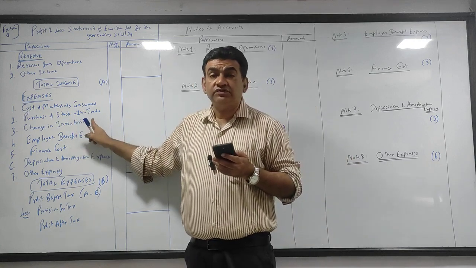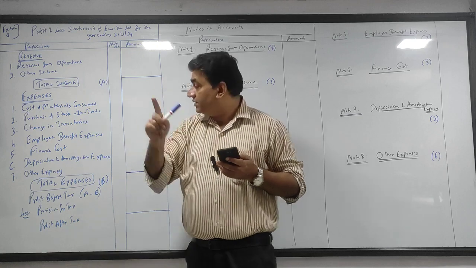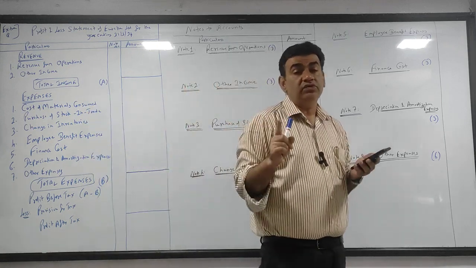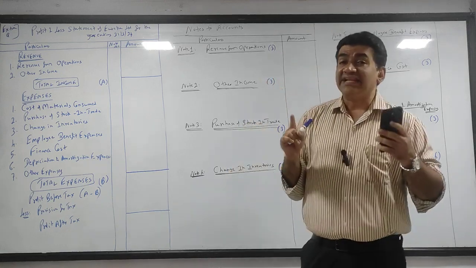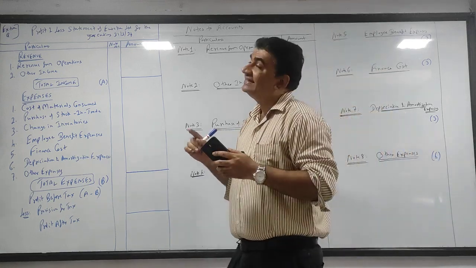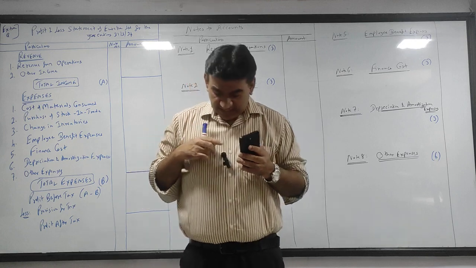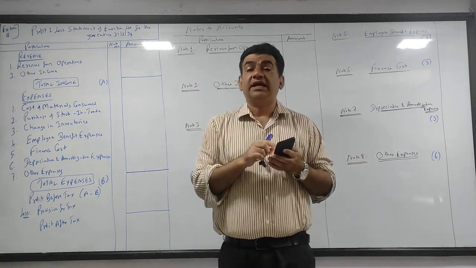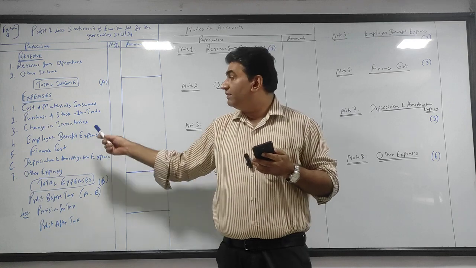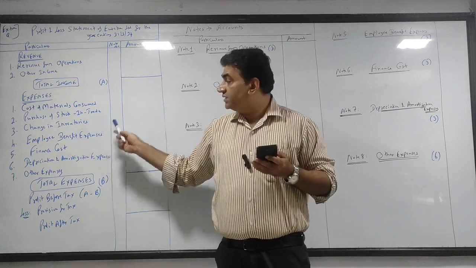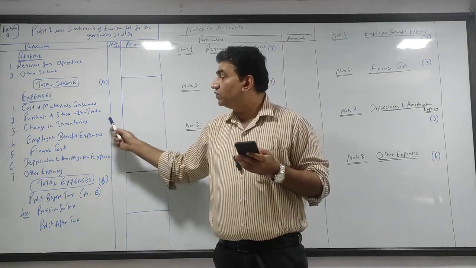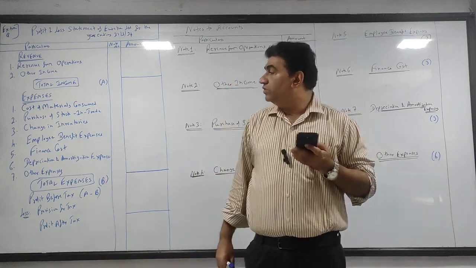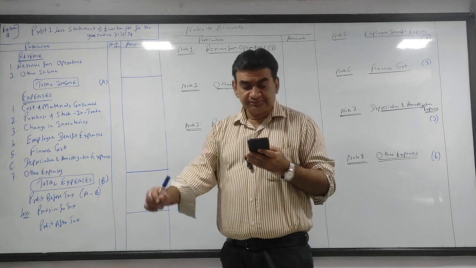You have purchase of stock in trade. So write it P. Purchase of stock in trade. Carriage inward. What I told you? Carriage inward is carriage paid on purchase of goods. Any expenses incurred at the time of purchase of goods will be added to the cost of purchase. So carriage inward will go to purchase of stock in trade.